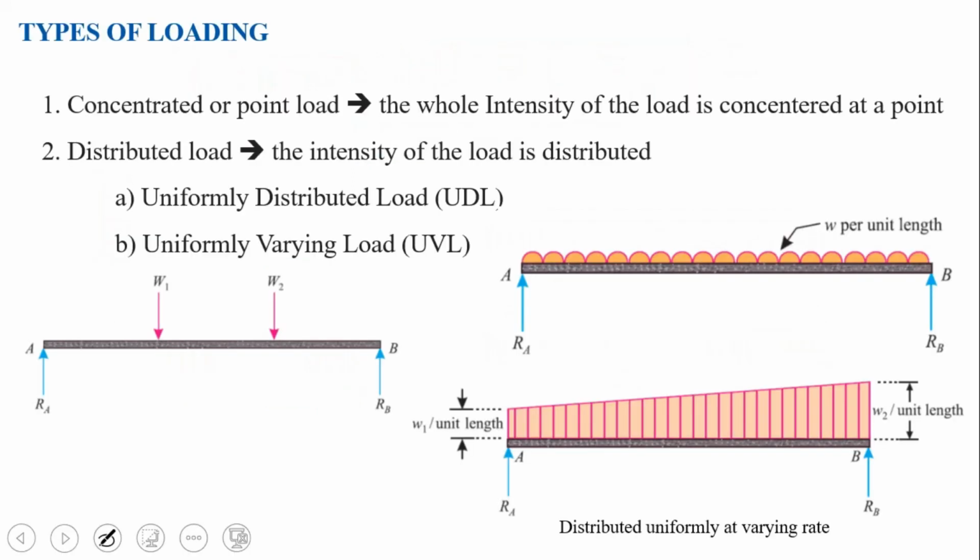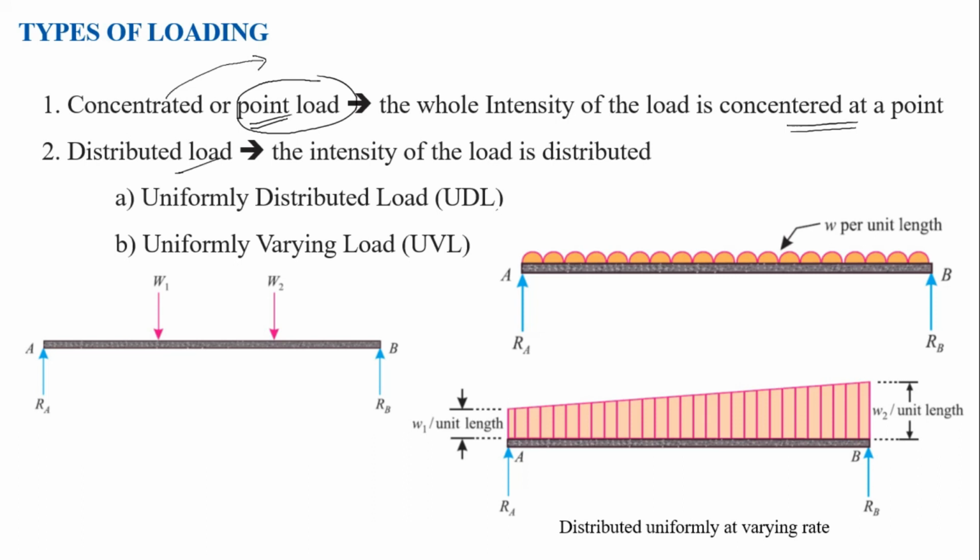Now let us discuss types of loads: concentrated or point load, and distributed load. A concentrated or point load means the whole intensity of the load is assumed to be concentrated at a point. That is why it is called a concentrated load.